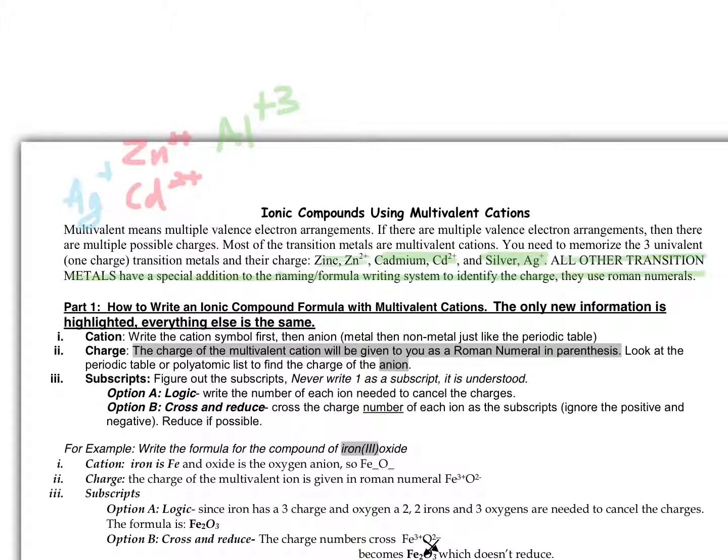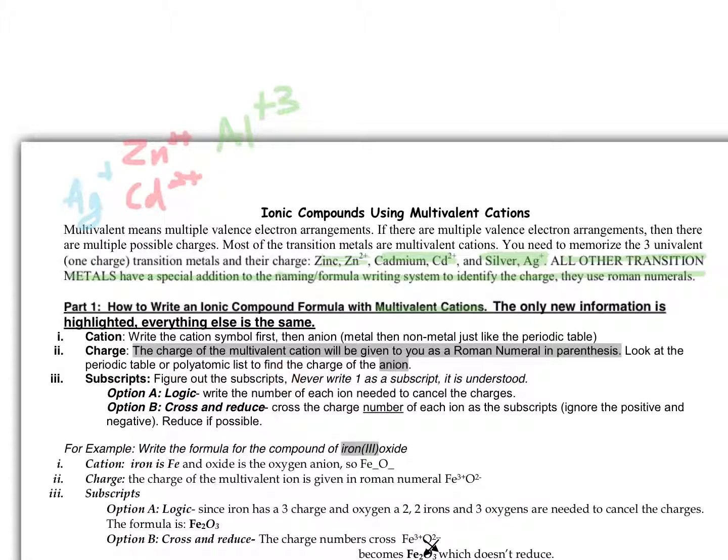So these are called multivalent cations. Multi meaning more than one, valent meaning valence electrons. So you have more than one valence number, and they're cations, they're positive. So these are metals that have more than one possible positive charge. The only new information is highlighted again. Everything else is the same. So like always, we still write the cation, then the anion. The charge of the multivalent cation will be given to you as a Roman numeral in parentheses. The charge of your anion will still be on the periodic table or your polyatomic ion list.